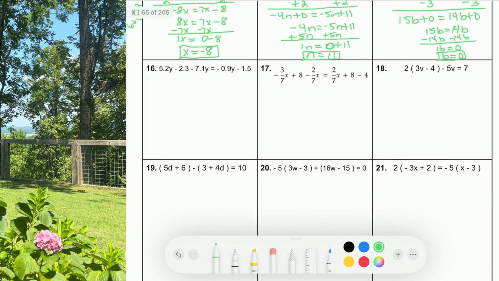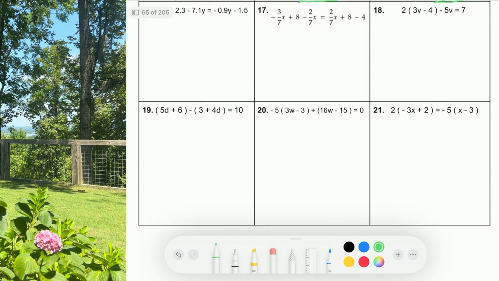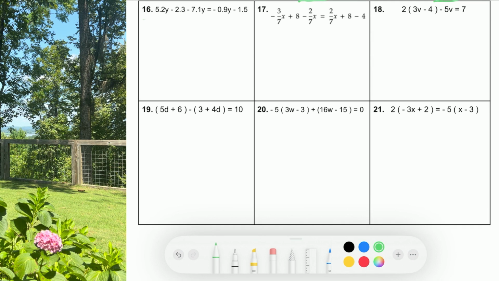Okay, let's look at number 16. We have decimals here, which is okay. It doesn't change the steps that we follow. We still follow the same pattern that we've been doing. I'm going to combine my 5.2y and my minus 7.1y. So I get negative 1.9y minus 2.3 equals negative 0.9y minus 1.5.